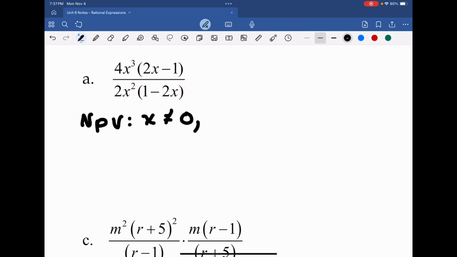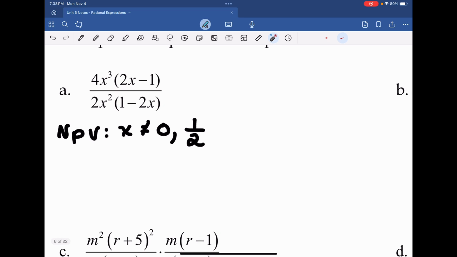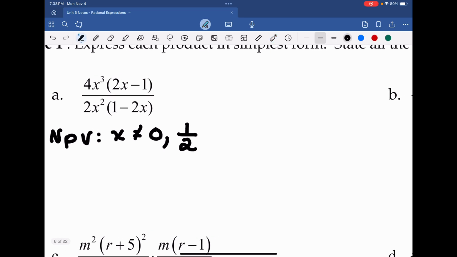If I isolate 1 minus 2x for being equal to 0, and then I solve it, I'm going to get 1 minus 2x equals 0. I add the 2x across. I'm going to end up getting that if x equals 1/2, this will also eliminate this, which should make sense. 2 times 1/2 is 1. 1 minus 1 is 0, and so that would get rid of this. So now that we have our NPVs, let's work on simplifying this.